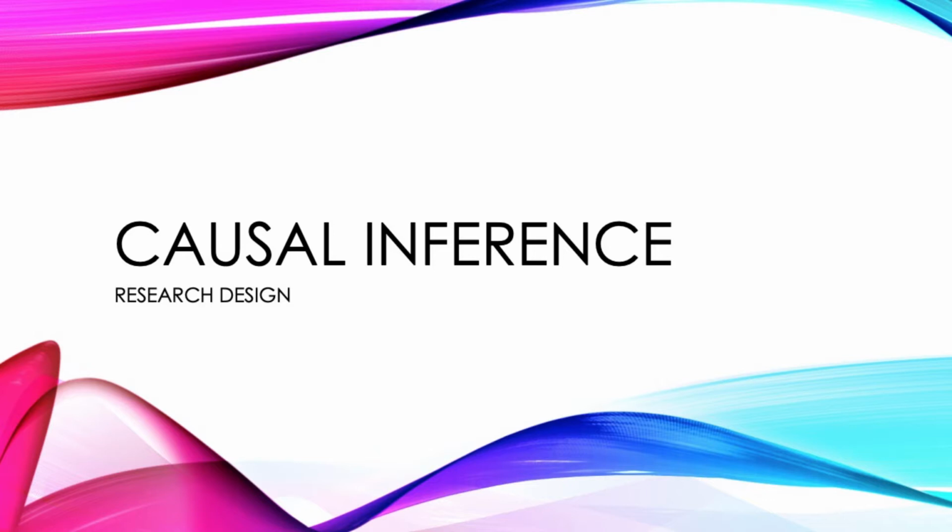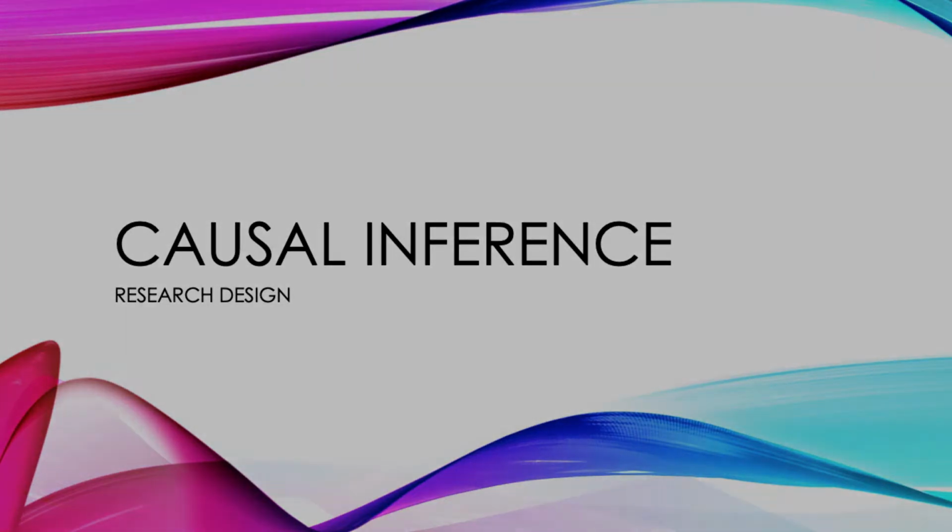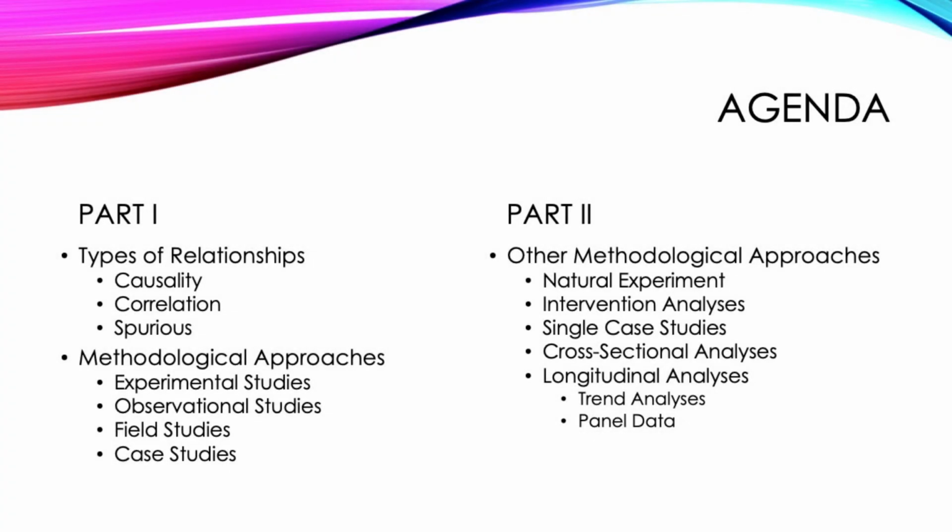This week we will be discussing causality and causal inference. In the part 1 series of this video lecture, we're going to discuss 3 distinct types of statistical relationships: causality, correlation, and spurious relationships. We'll also discuss 4 of the most popular methodological approaches and how each of these methodological approaches have various constraints or the extent to which we can claim relationships between variables are causal, correlated, and spurious. So in part 1, we'll discuss experimental studies, observational studies, field studies, and case studies.